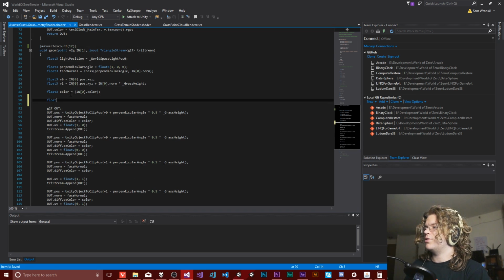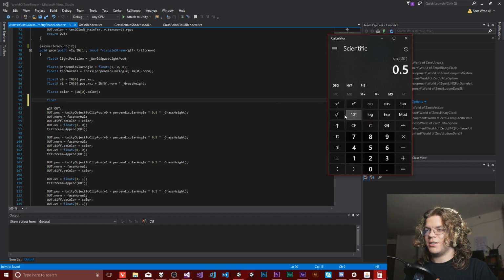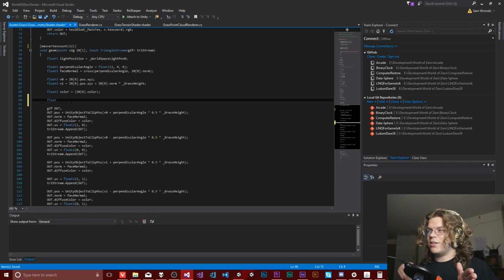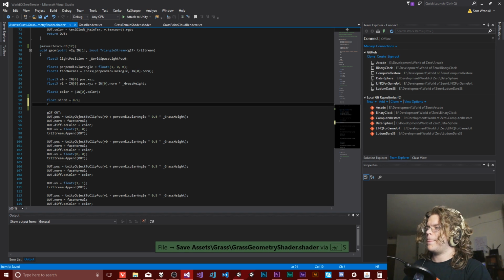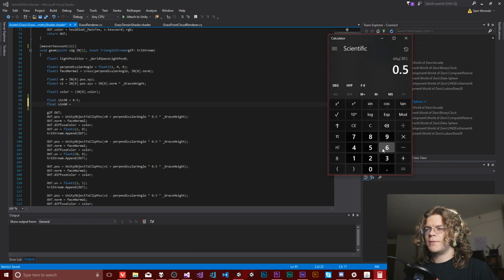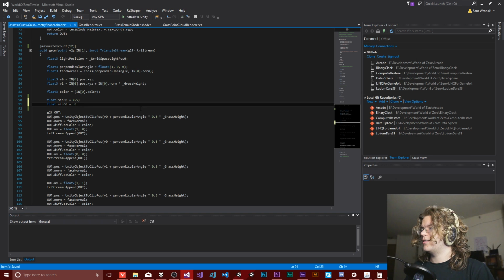Then the other thing I'm going to do is do a float. I'm going to store 2 values here. That's why I have the calculator down here. But we need the sine of 30 and the sine of 60. And then the cosine is actually going to be those values reversed. So sine 30 is just 0.5. And then sine 60, cosine, what am I doing? So 0.866, 0.866.